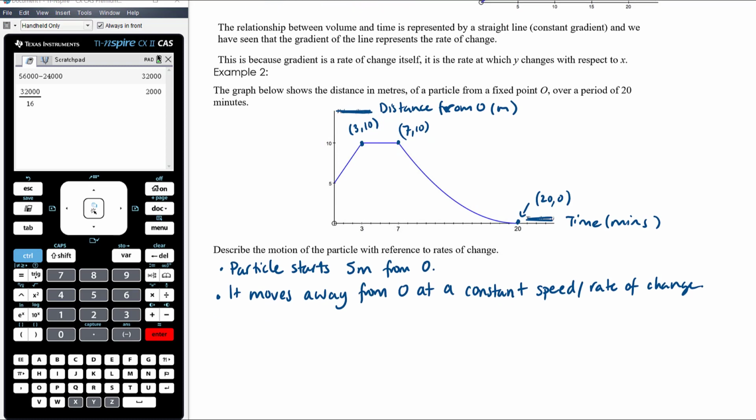Okay, and that constant speed or rate of change, we can work that out. Let's think about change in the distance over change in time. So the change in the distance is 5 and the change in the time is 3. At a constant speed or rate of change of 5 on 3 meters per minute. So it moves away from O at a constant speed or rate of change of 5 on 3 meters per minute.